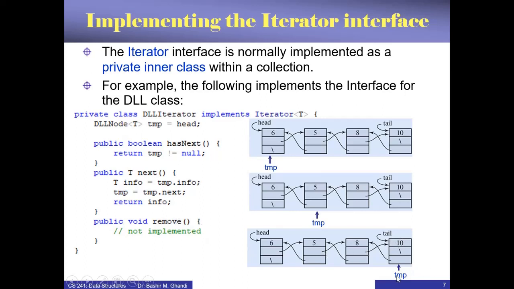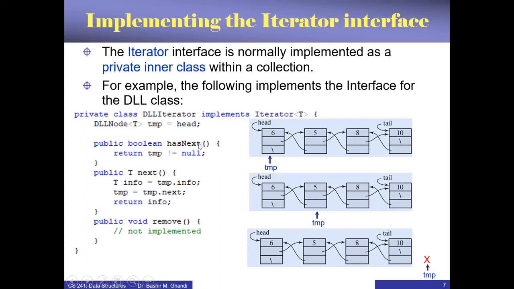But at that point, if we say temp becomes temp.next, you can see temp.next is null. So actually temp is going to be null at this point. So if the user calls hasNext, he will get false, because temp not equal to null is going to be false. It is equal to null. This is the idea. So this is how we implement these two methods, hasNext and next, for our DLL class.